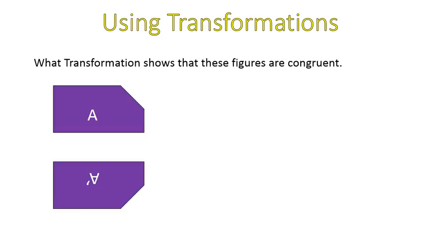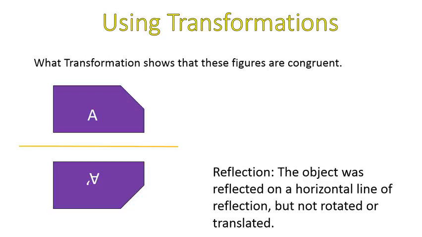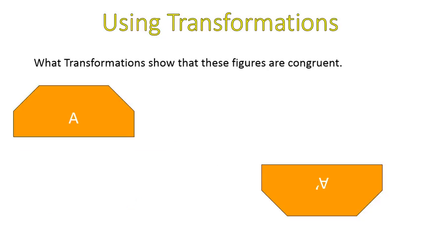This one is a clear example of a reflection. The object was reflected over this horizontal line. It wasn't rotated or translated, and the corresponding points would be pretty clear on that.